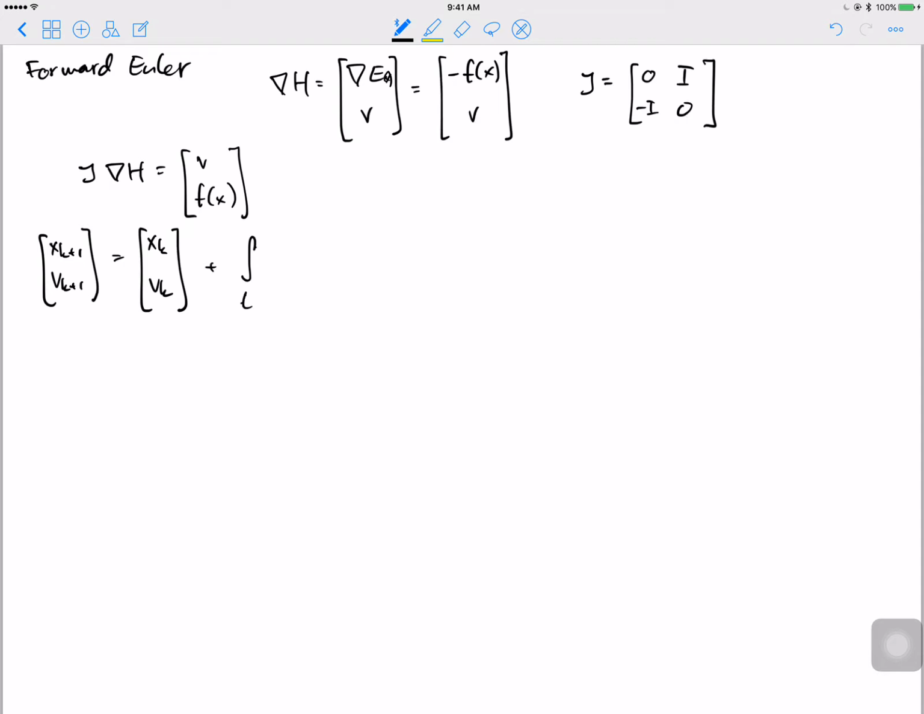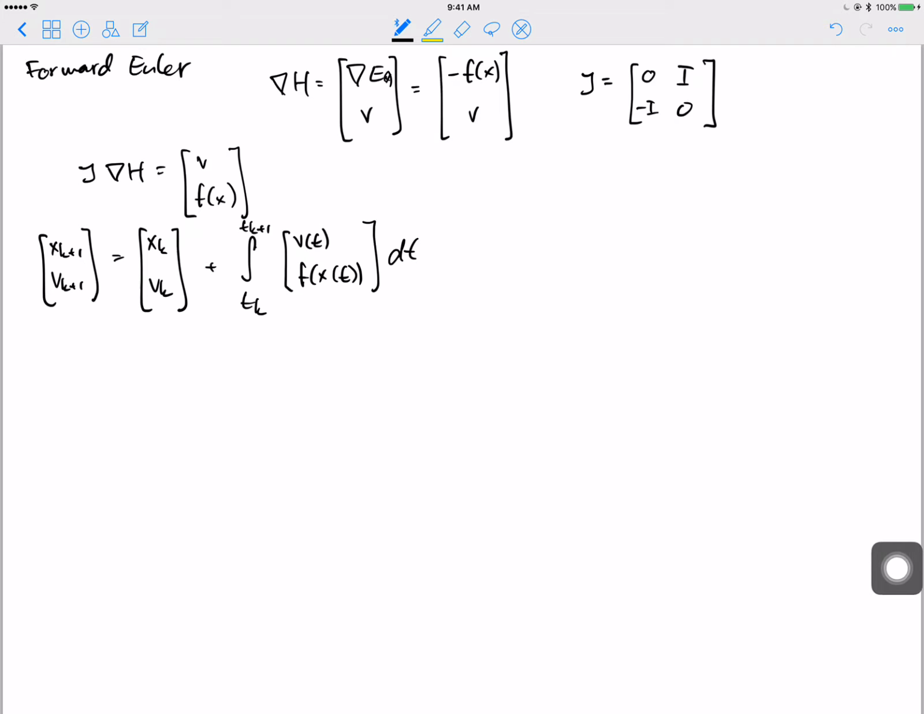And now there is the integral from t_k to t_{k+1}. And that's the gradient of this thing, right? The J matrix times the gradient of the Hamiltonian. What did I say? Did I say it's the integral of this thing? So that's an integral of v(t) and f of x(t), and that's integrated over time, of course. The v and the x are functions of time which I do not know. I only know them at t_k.